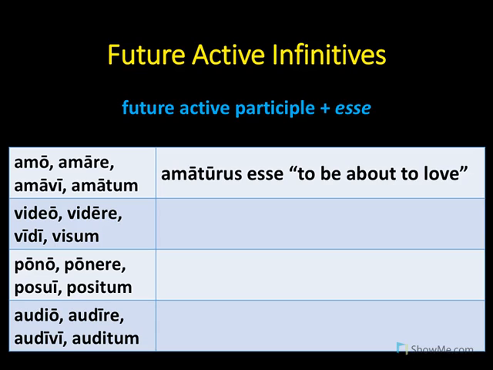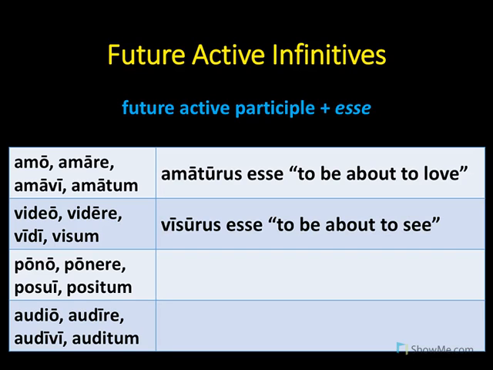This is a very clunky translation. And we get this from the translation of the verb to be, esse, and the translation of your future active participle, about to love. When we're using this in the indirect statement, you can be a little bit flexible with your translation of this. On to the next verb.